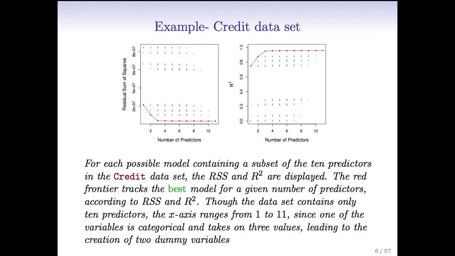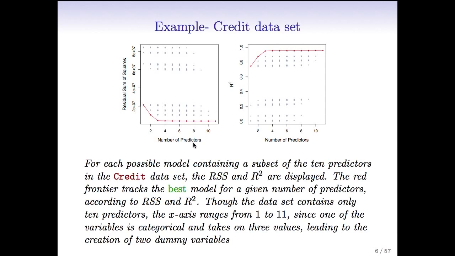So here's an example on the credit data set. And we saw this data set in one of the earlier chapters. And this is a data set that contains 10 predictors involving things like number of credit cards and credit rating and credit limit. And the goal is to predict a quantitative response, which is credit card balance. And so what we can do is we can look at every single model that contains a subset of these 10 predictors. And these models are actually plotted here on the left-hand side.